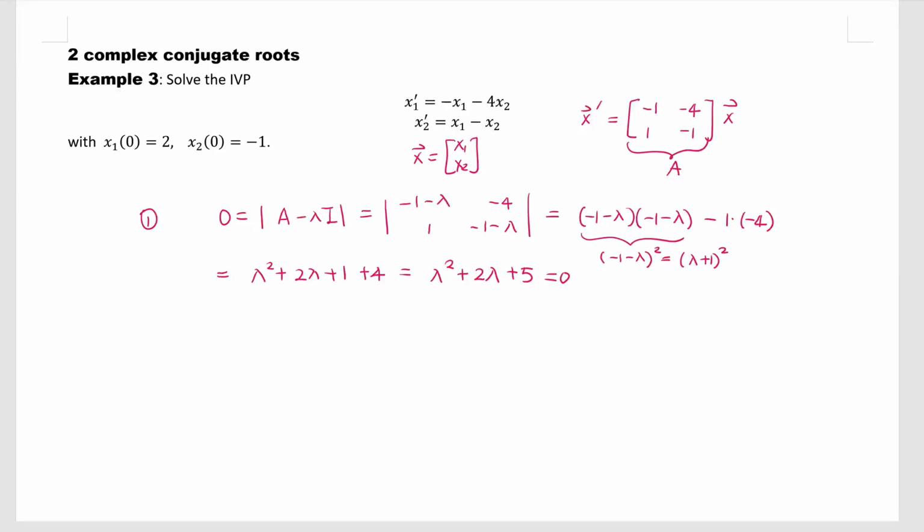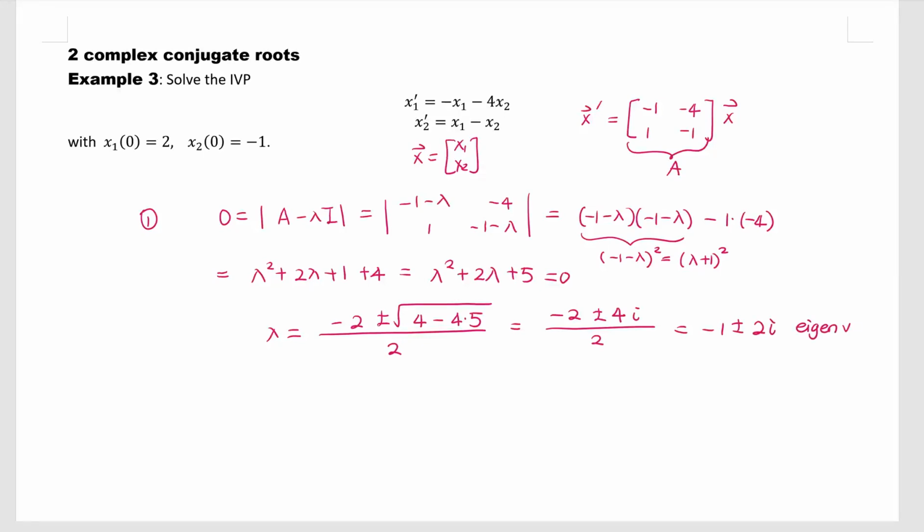So this is the characteristic equation. And are we able to factor it? Not really. So let's use the quadratic formula. Over 2a, a is 1, minus b, so minus 2, plus or minus the square root of b squared minus 4ac. Well, 4 minus 20 is negative 16. Square root of 16 is 4, and square root of minus 1 is i. So we have complex roots: minus 1 plus or minus 2i. So these are the eigenvalues. Okay, so we have two complex conjugate roots.